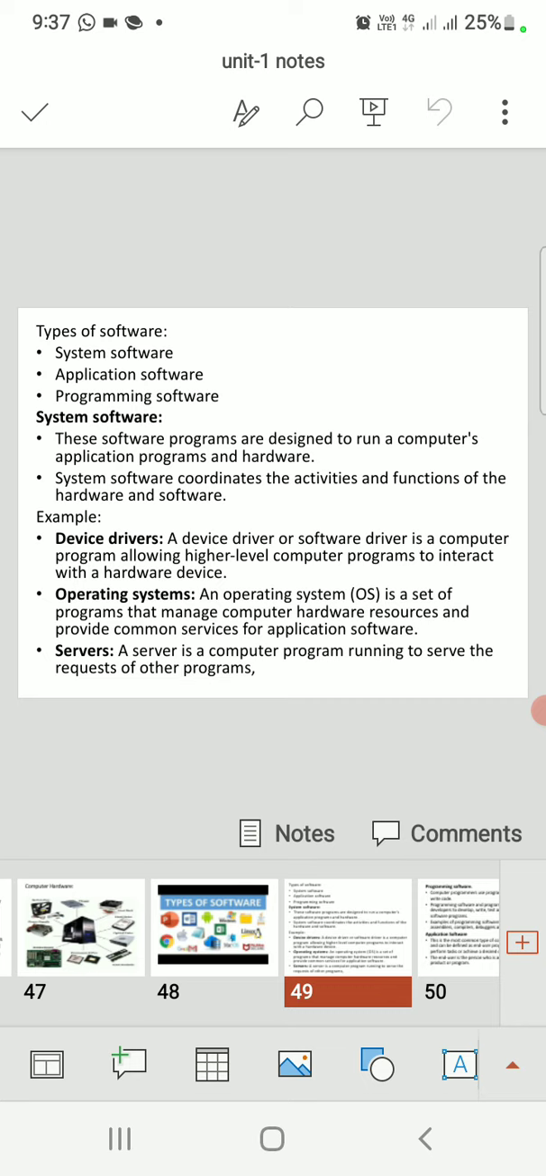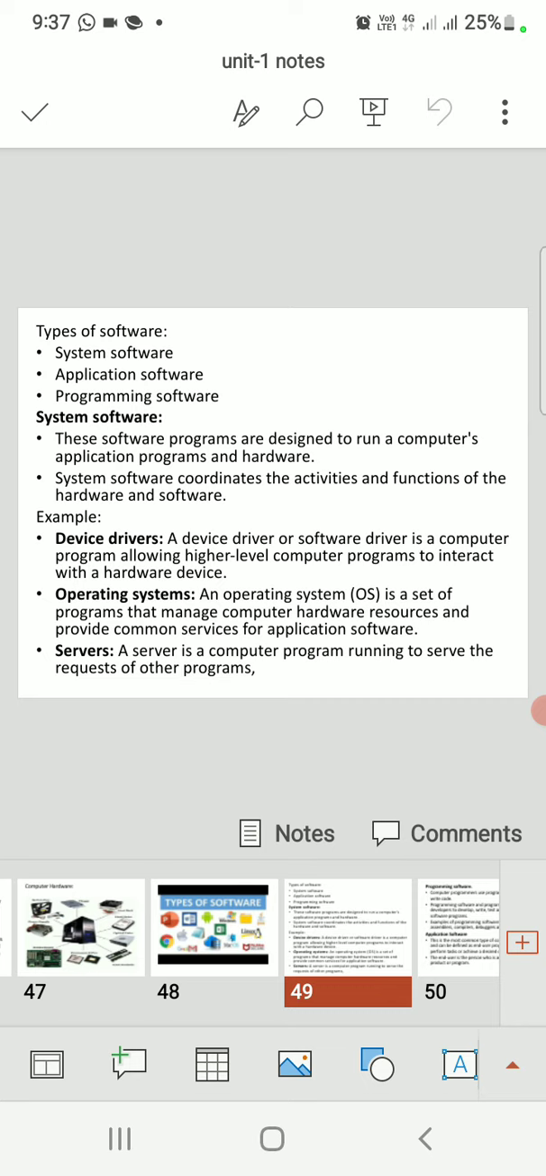There are different types of software. One is system software, another is application software, another is programming software. System software programs are designed to run your computers, application programs and hardware. System software coordinates the activities and functions of the hardware and software.